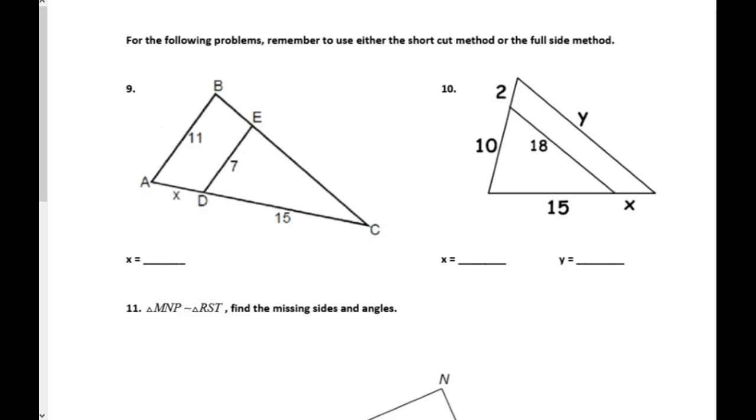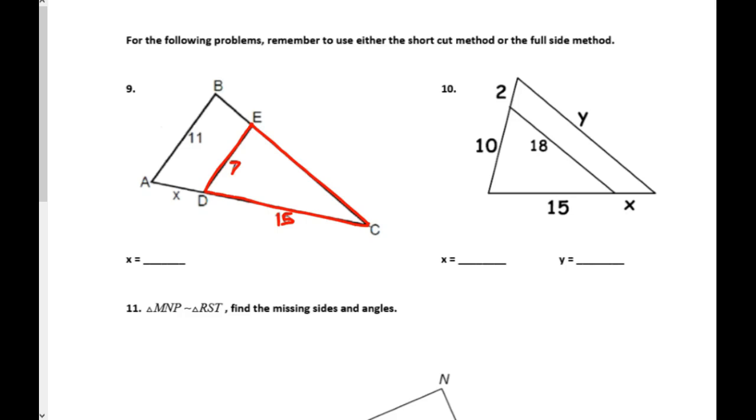For the following, remember to use either the shortcut method or the full-sided method. Alright. We don't have shortcut method. It's all good. We're just going to do big and little, right? So first I'm going to outline the small triangle in red. So I got my 7 and my 15, right?